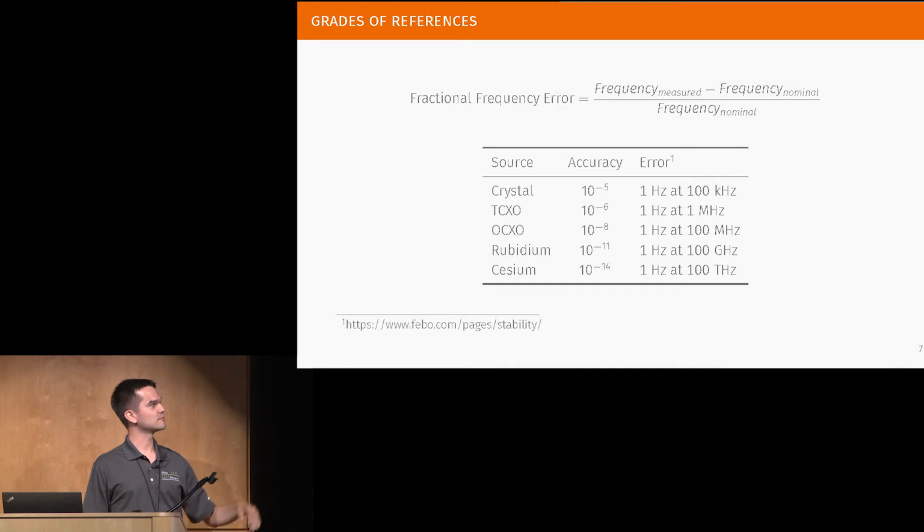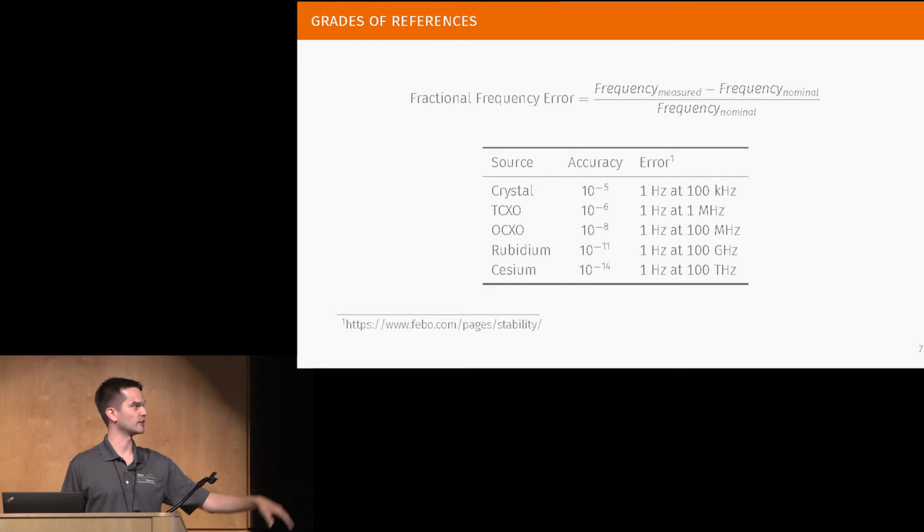Then you get up to rubidiums. Now you're into atomic clocks. You're getting really, really nice both stability and accuracy. And then if anyone has a cesium clock, I'd love to see it someday. But you can get truly phenomenal accuracy with that. And people go even farther. But we're unlikely to have that available.